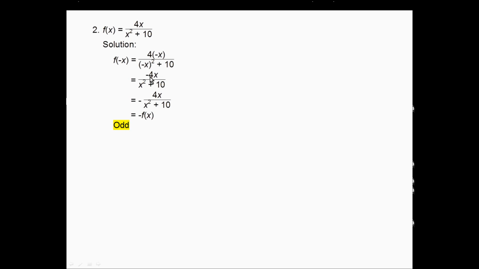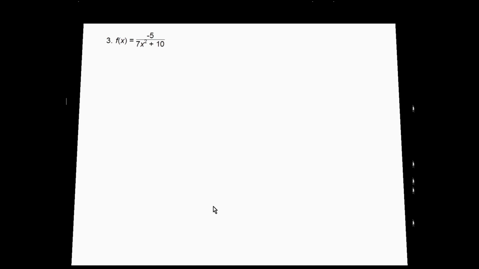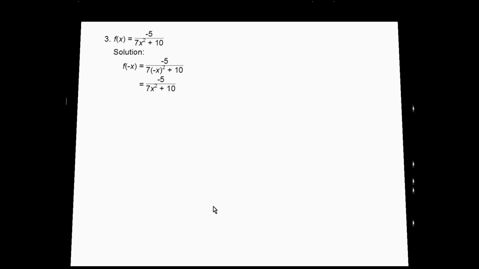Again, remember, the minus sign can come in front of the fraction, and then the fraction is the original function. Number 3. f of x is equal to negative 5 over 7x squared plus 10. Once again, evaluate f of negative x and see what happens. I'm going to have negative 5 over 7 times negative x squared plus 10. If you square negative x, you get positive x squared. So I'm going to have negative 5 over 7x squared plus 10. That's the original function. That's equal to f of x. That's even. The function is even.